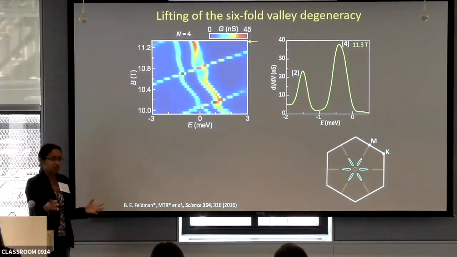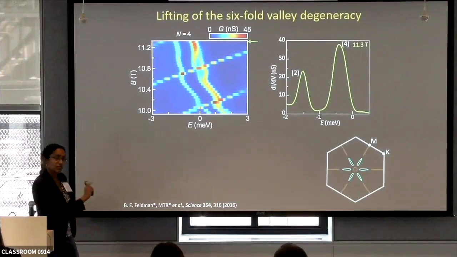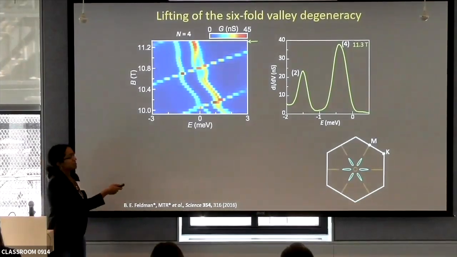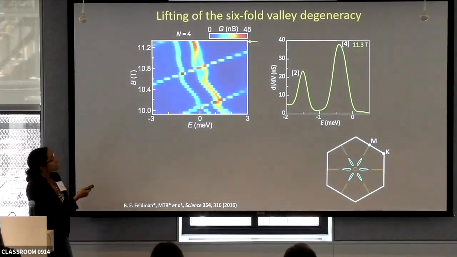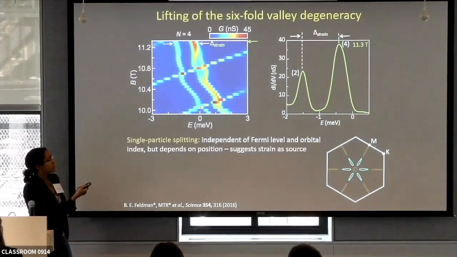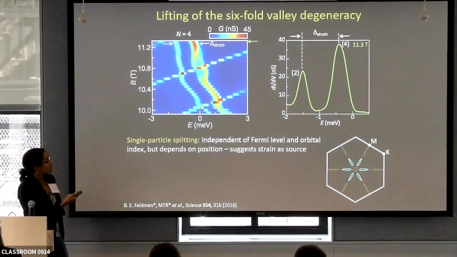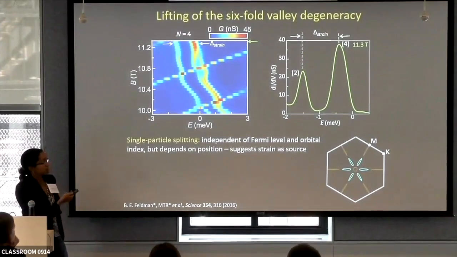So the 6-fold valley degeneracy is lifted, and I'll convince you of the degeneracies of these split peaks in a couple slides. So this splitting here is some single particle splitting that we see in our system that's independent of where the Fermi level is, where E equals 0 is, and independent of orbital index. So it's likely from some strain in the sample. But now we can further tune the magnetic field.